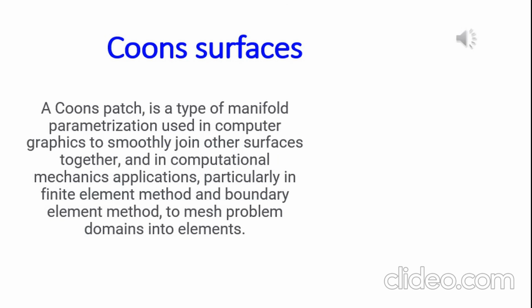Thank you. Hello everyone. Today we are talking about cone surfaces. A cone surface is a type of manifold parameterization that is used in computer graphics, which helps us to smoothly join other surfaces together, and in FEA, that is used in computational mechanics applications and boundary element method, it is used to mesh the problem's domains into elements.